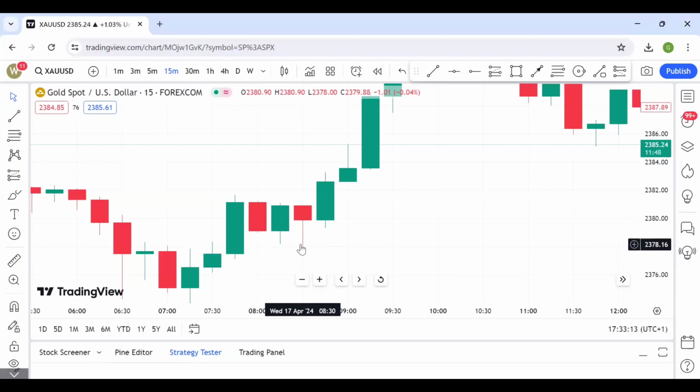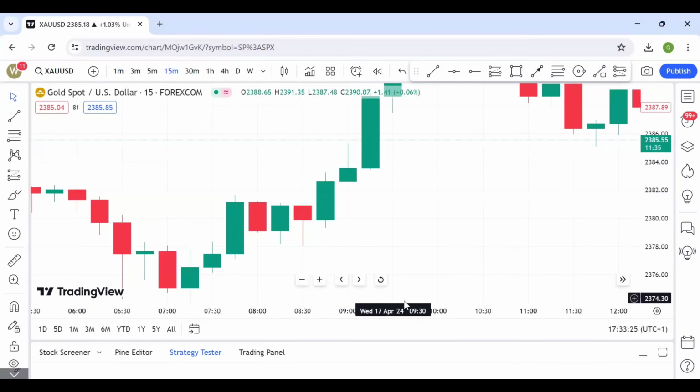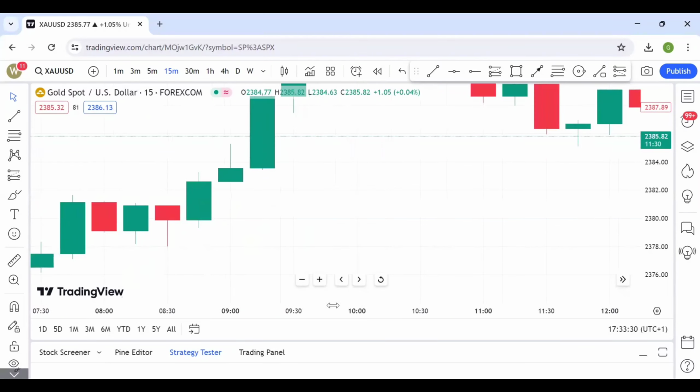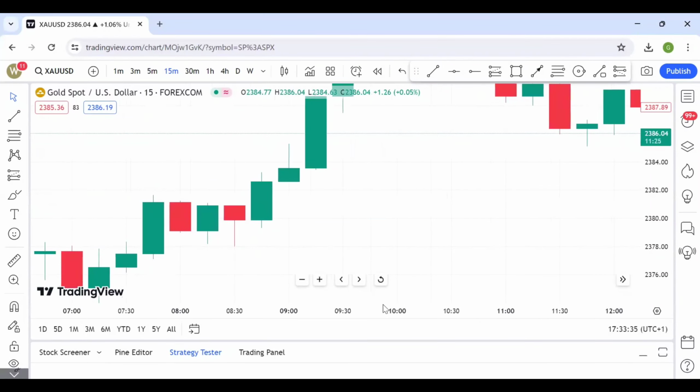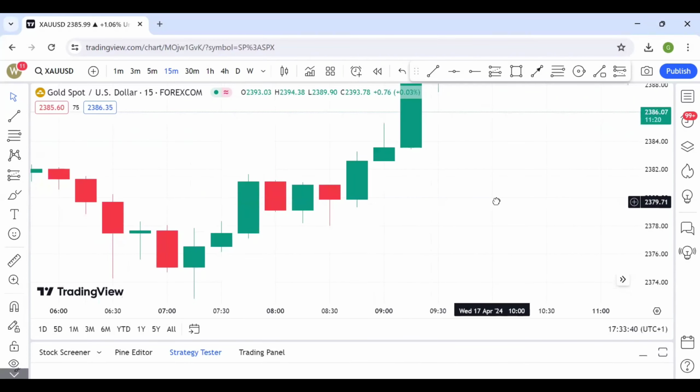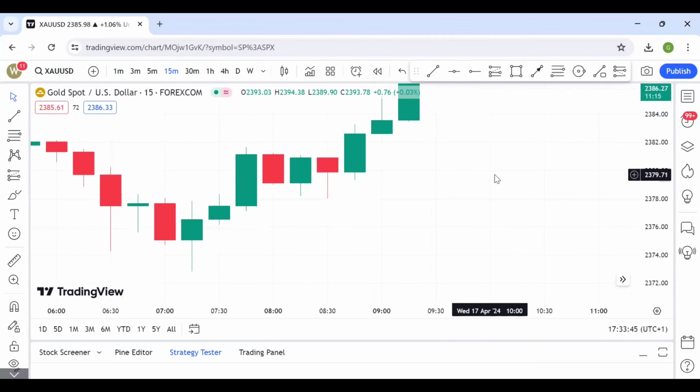So let's look at how to trade this particular kind of candle. Like I said, you must spot it on a downtrend. It will work perfectly if you see it on a downtrend. You can spot it in an uptrend, but it has more effect in a downtrend.